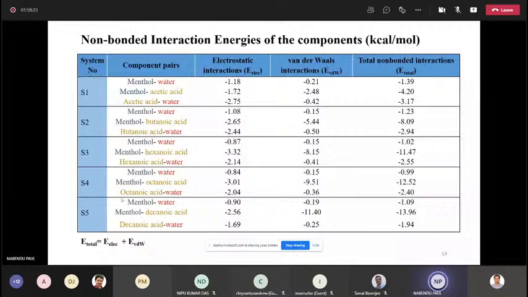Another thing, for the system S1, if you look closely, you can see that the total non-bonded interaction energy for acetic acid-water, which is minus 3.17, is very close to the total interaction energy of menthol-acetic acid, that is, HBA and HBD. So the acetic acid-water interaction is challenging the formation of the menthol and acetic acid based eutectic solvent.